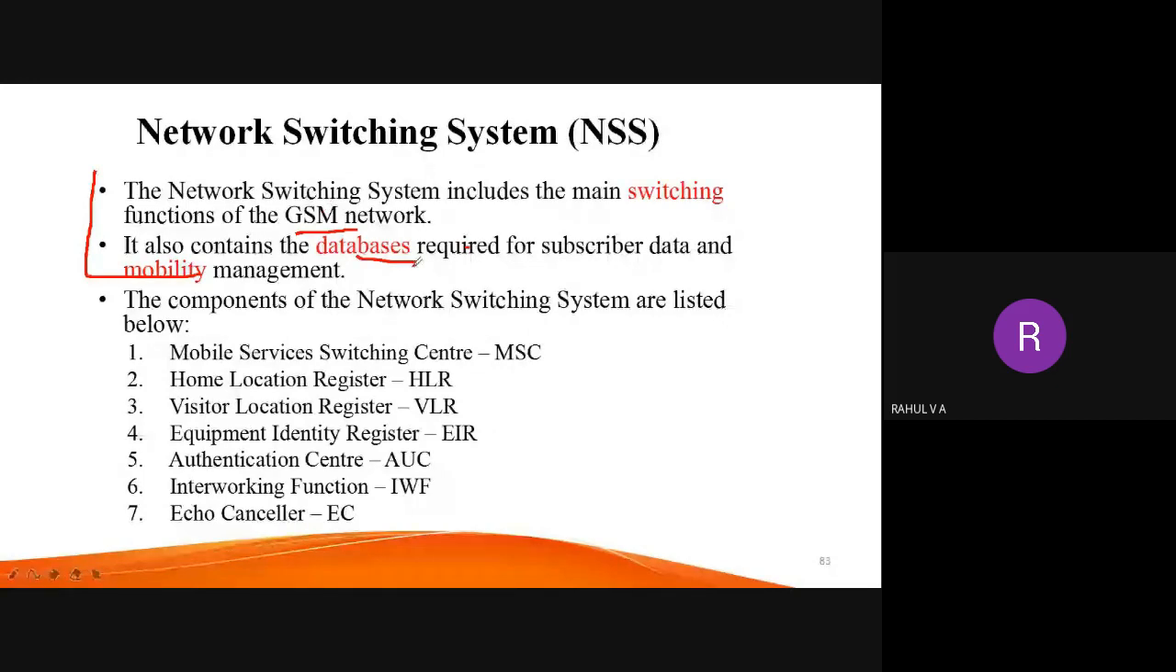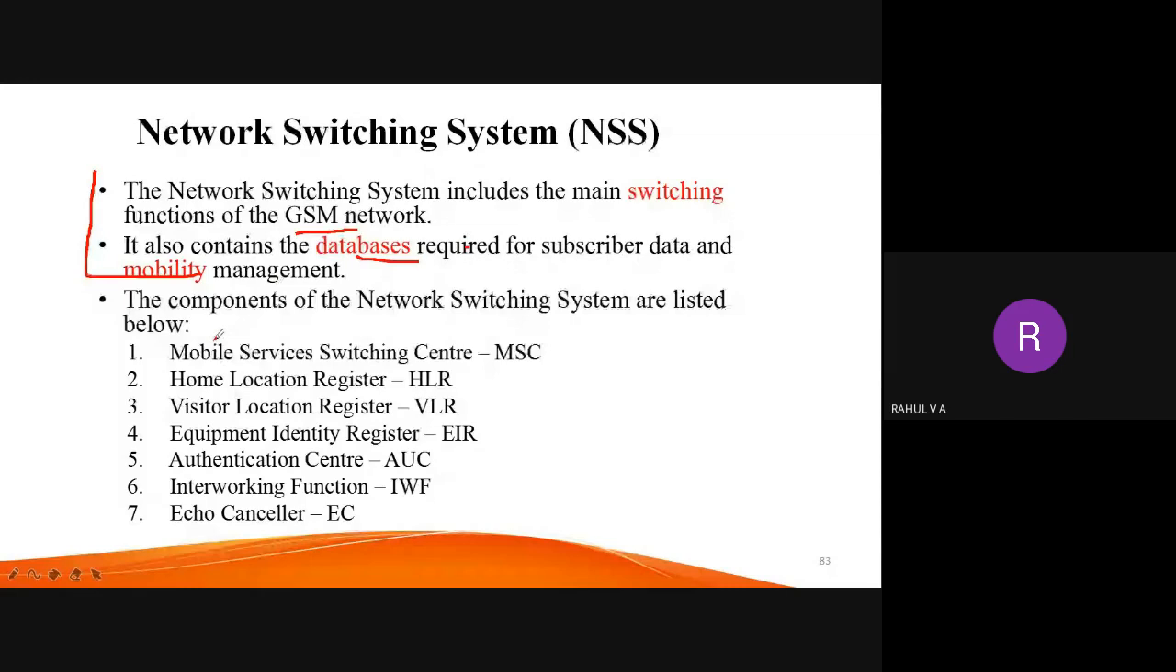Okay, and also it contains databases. Databases means what? It is a group of information put together in the form of a file. So it also contains databases, that is a file which has all the details about that mobile equipment and subscriber identity module and other related information required for subscriber data and mobility management. So it should identify whether that particular person is roaming or non-roaming. It should be able to differentiate. Based on that only, we will be able to provide the service.